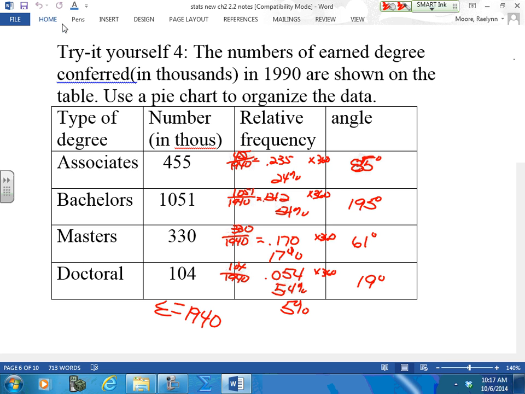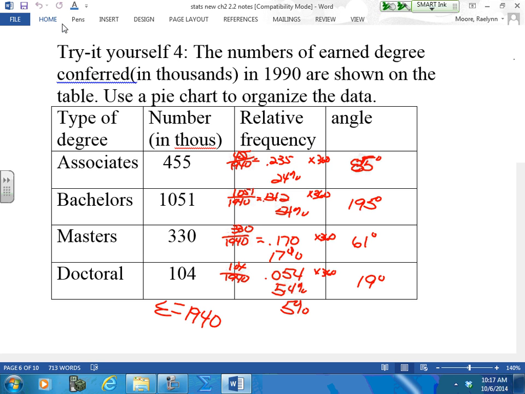The percent, just multiply this 3-digit number by 100, or just move it 2 positions to the right. But you don't want to multiply it by 100 until you multiply by your angle first. Then you got to move your decimal back. Now, you want to make sure that these add up to approximately 100. We messed around with your rounding. So now we're going to make your circle.